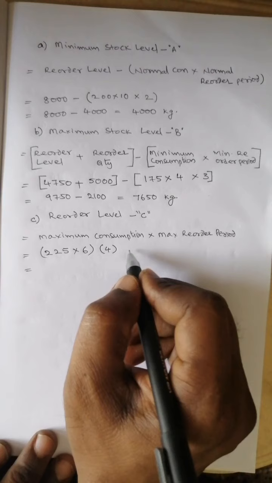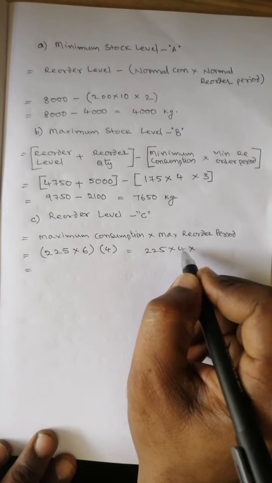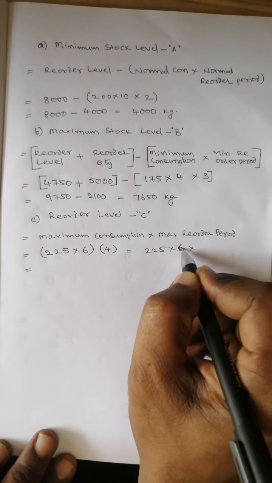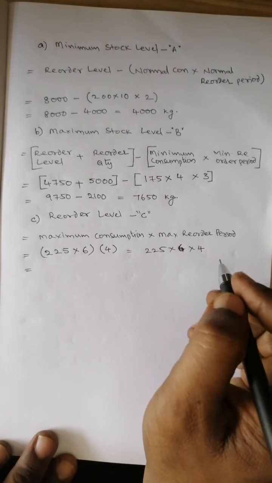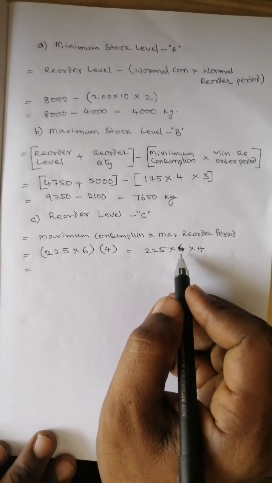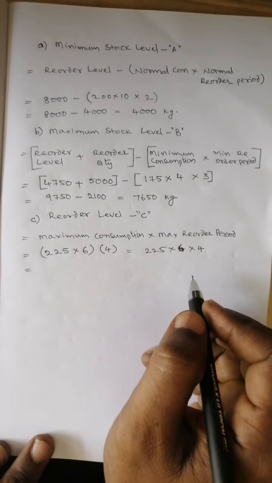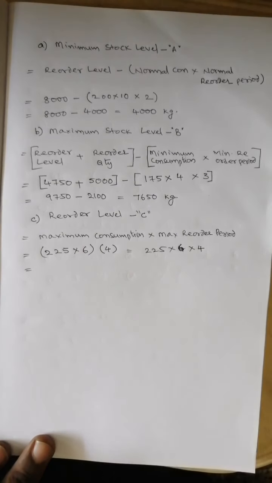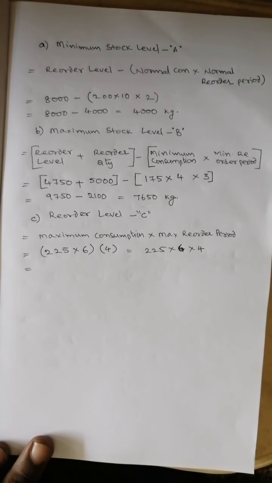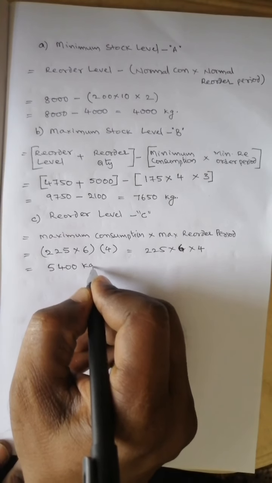So the same can be written in simple form like 225 into 6 into 4. 6 kgs into 4 weeks. So 225 into 6 into 4. Make use of calculator for ease. 225 into 6 into 4. So 5400 kg.